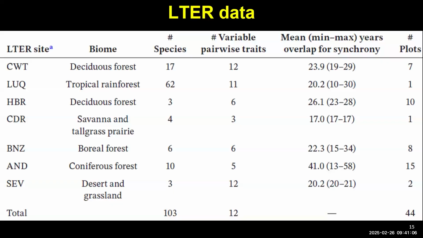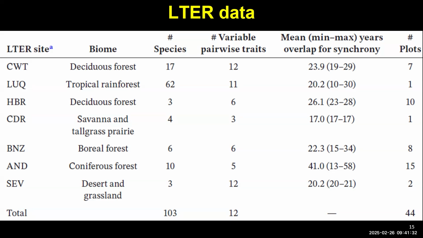This just summarizes the different LTER sites. So the 7 sites, the range of biomes that they included, the range of species that occurred at these different sites. So again, ranging from 3 species to 62 species. And this is the number of species that we had data for that we could use. So at some sites, they might have had oaks, but they only had it at the genus level. So that's not included here.